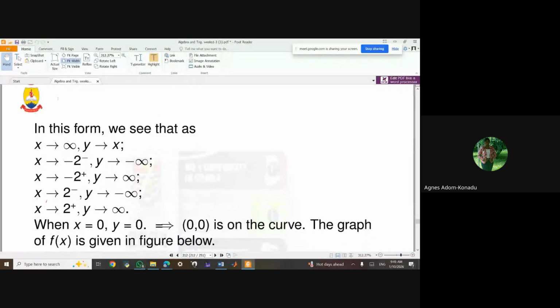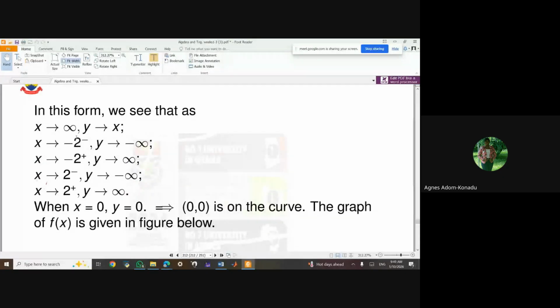Now we have to look at the behavior of the graph as we approach -2 from the left. When you take your time to do the table, you see that the function approaches -infinity. As we approach -2 from the right, it approaches positive infinity. Then as we approach +2 from the left, it is -infinity, and approaching +2 from the right will be positive infinity.